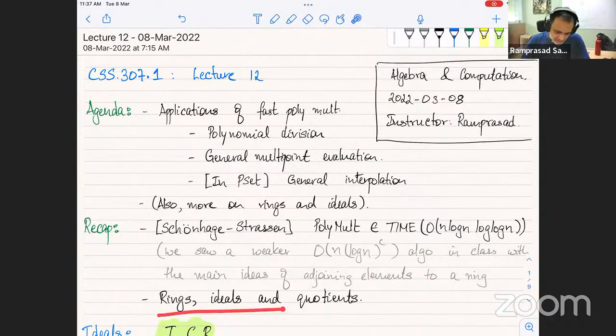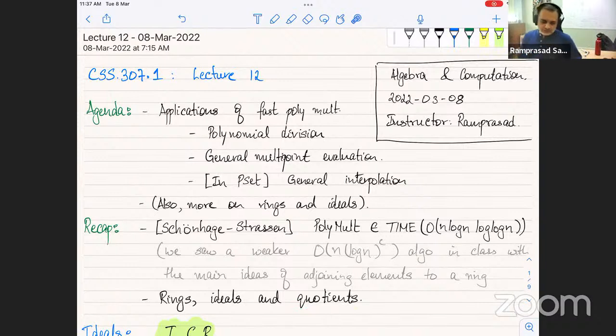Towards the end of the last class, we introduced the idea of generally looking at ideals and quotients, because that was a way of formally adjoining an element to a ring. The way the proof worked last time was we wanted to do an FFT-based polynomial multiplication. But in order to do an FFT-based polynomial multiplication, you needed some principal root of unity. And maybe your coefficient space does not have that root of unity. So you artificially add one. And the process of artificially adding one was done via a suitable quotient.